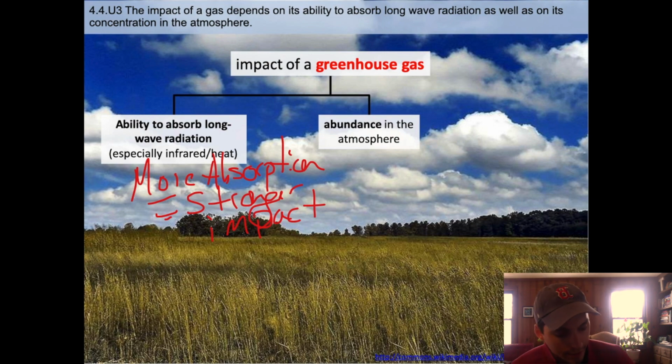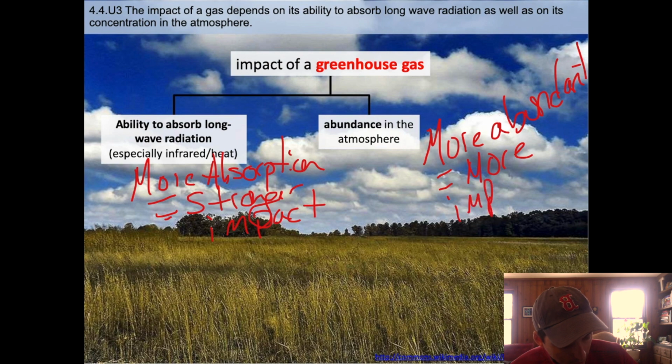And the second is its abundance in the atmosphere. So if it is more abundant, it is going to have a greater impact. So more abundance equals more impact.